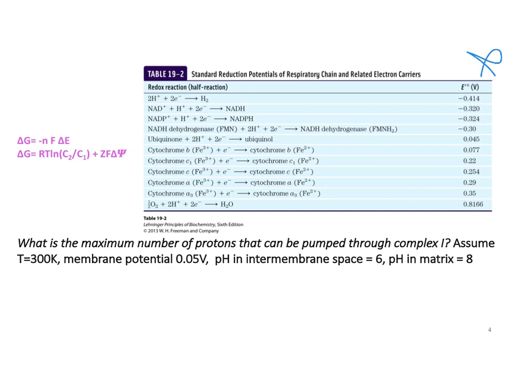Okay, so the question of this is, what is the maximum number of protons that can be pumped through complex 1? Assume temperature is 300 Kelvin, membrane potential is here, pH of the inner membrane space is 6, and pH of the matrix is 8, and then I've got some equations here.